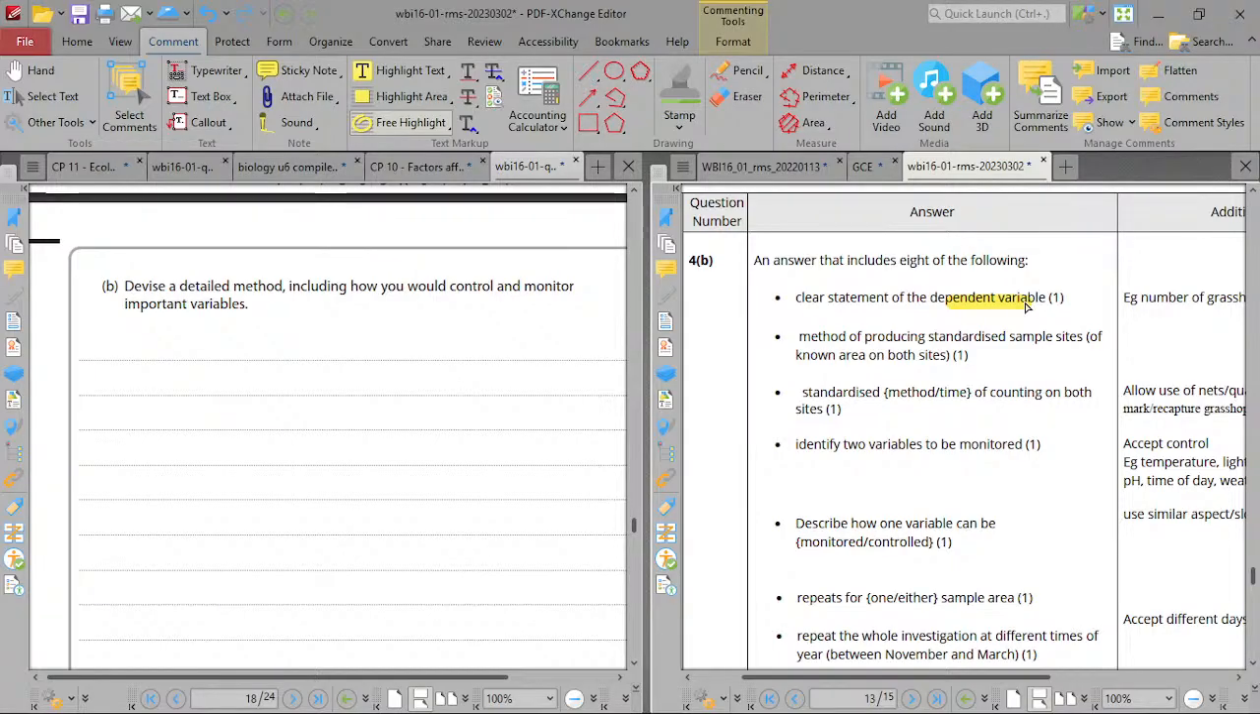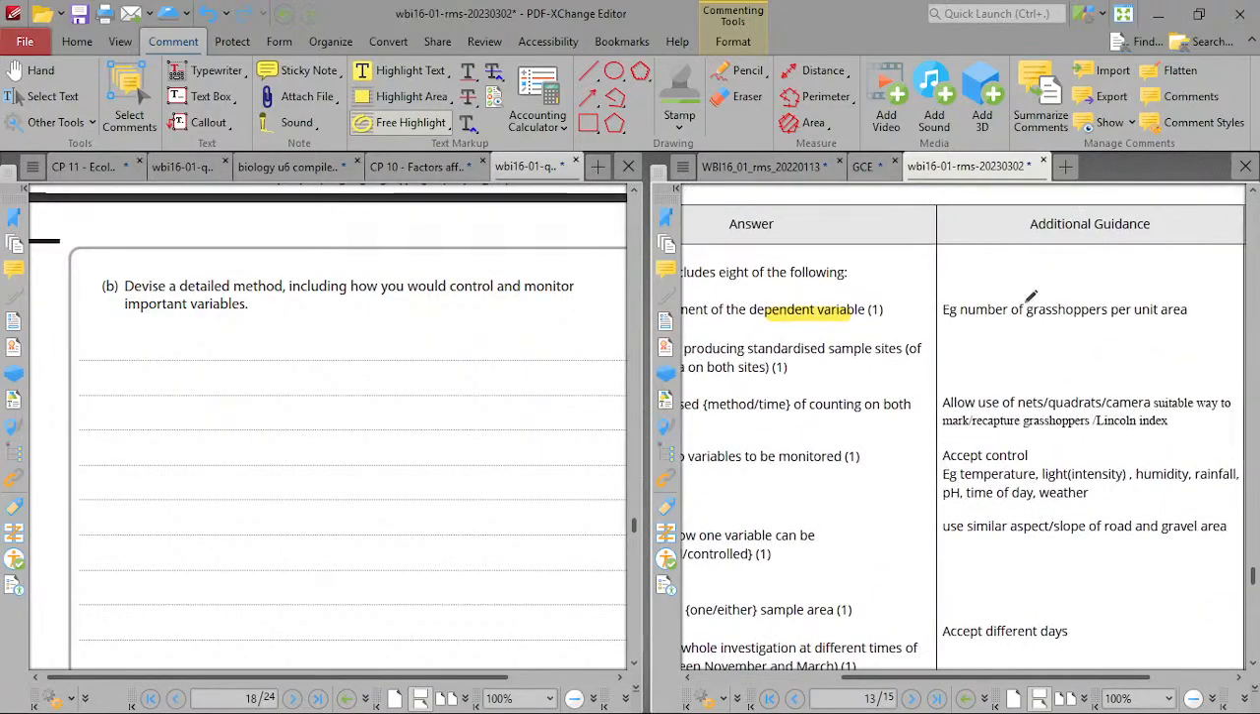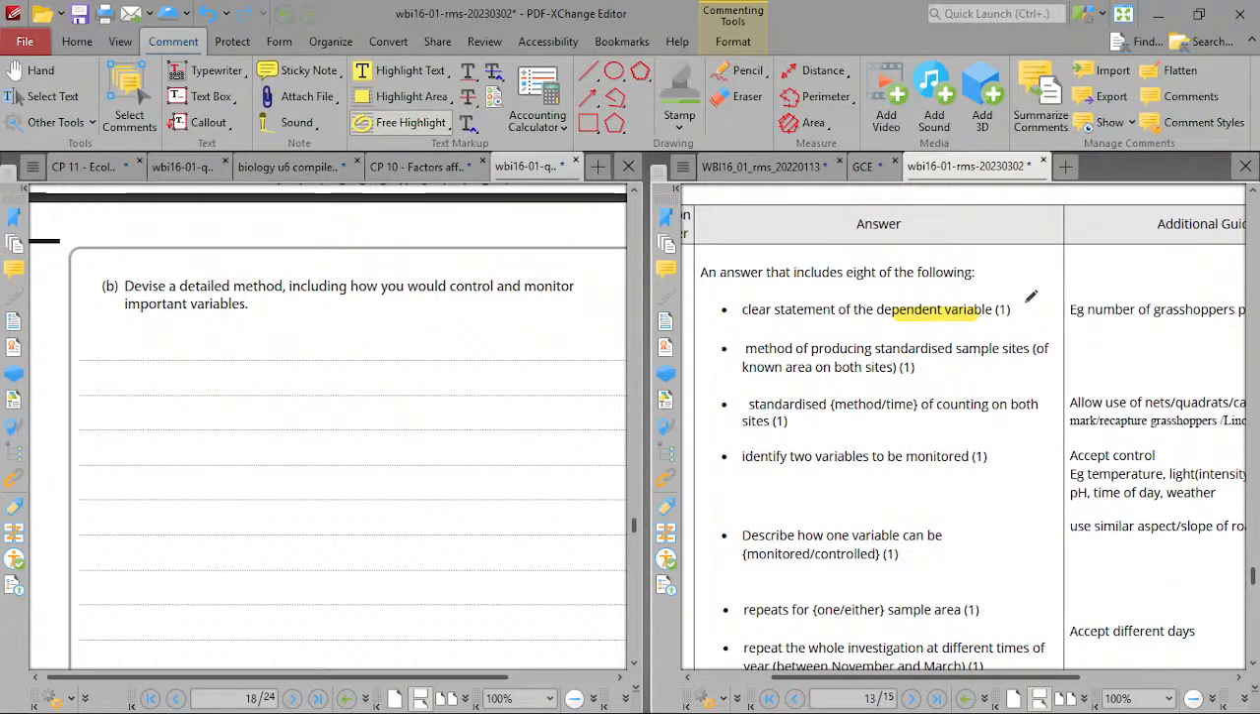Dependent variable is the number of... technically the thing that's changing, or the independent variable, is the environment, right? So the dependent variable is going to be the number of grasshoppers per unit area. Okay, that's the other thing that we need to make sure to get right. Is it going to be the rate of photosynthesis, or sorry, it's the oxygen produced over time. That's the dependent variable.